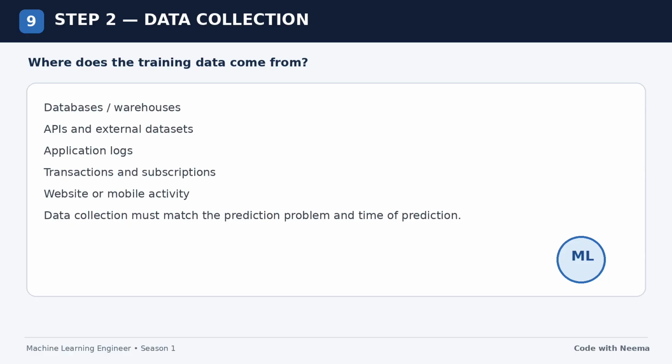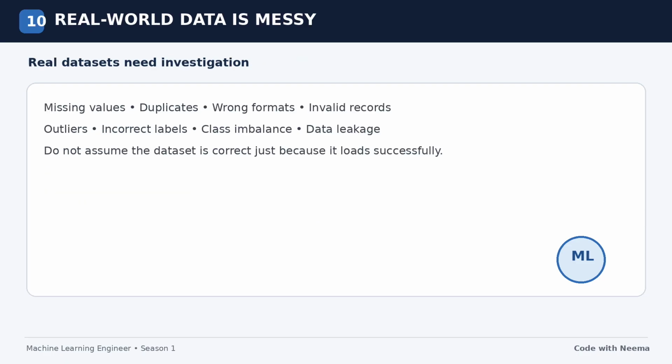Once we understand the problem, we need data. Data could come from many places. We might have customer information in a database, purchase history in another database, application logs, website activity, mobile app events, external data sets. An ML engineer needs to understand how these different sources can be combined into a data set suitable for training. In tutorials, data sets often look beautiful. Real world data usually doesn't.